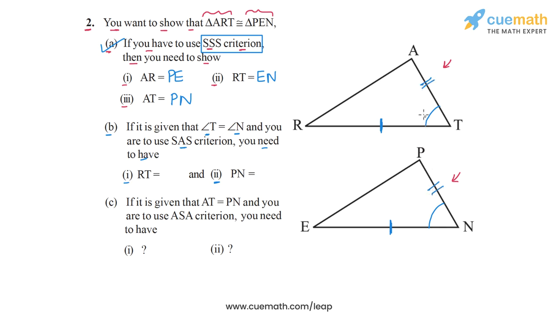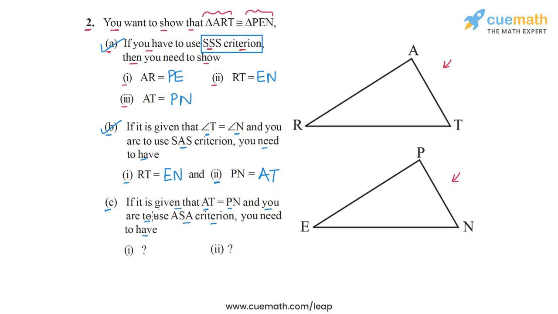So these two equalities must hold if we have to use the SAS criterion. So RT has to be equal to EN and PN has to be equal to AT. So these are the answers for part B. Now we come to part C, and it says in this part, if it is given that AT is equal to PN and you are to use ASA criterion, you need to have what two other conditions.